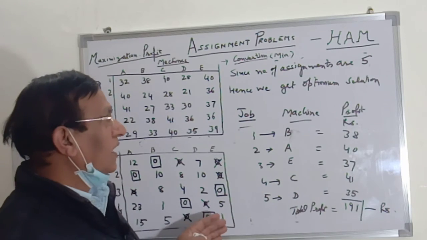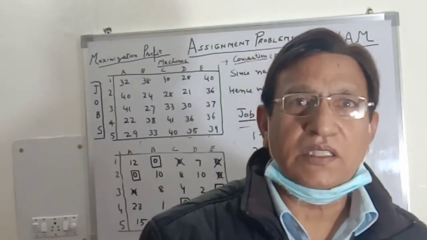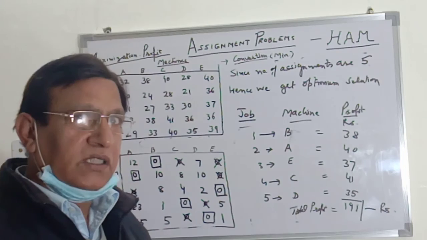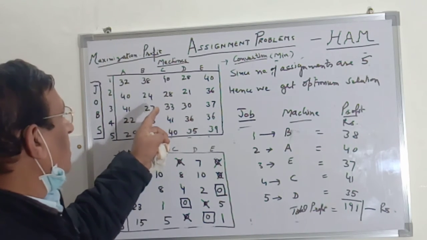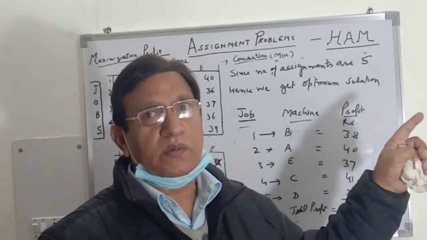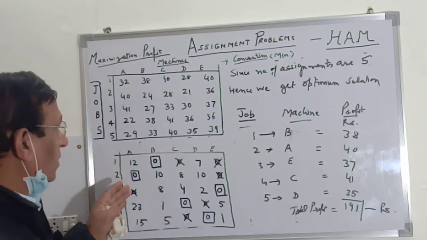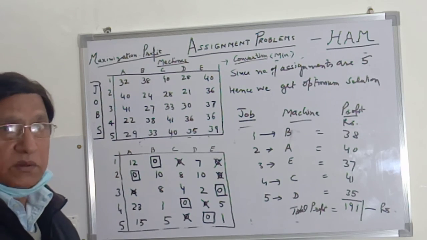So this is the technique. The only difference between the minimization and maximization assignment problem is that the technique is the same, but we have to convert the maximization problem into a minimization problem. So that is what I had to tell you about this type of assignment problem, that is, the maximization problem.